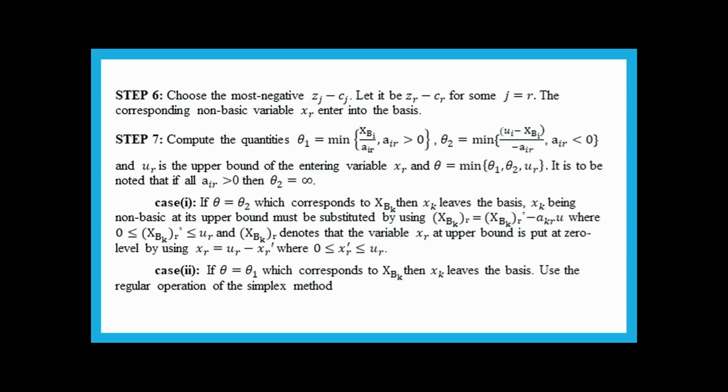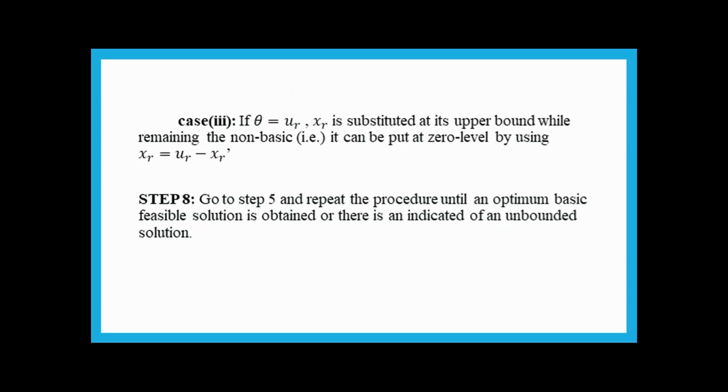Next case 2, if theta equals theta 1, which corresponds to xBk, then xk leaves the basis, and we use the regular operation of the simplex method. Next case 3, if theta equals ur, then xr is substituted at its upper bound while remaining non-basic, that is, it can be put at 0 level by using xr equal to ur minus xr dash.